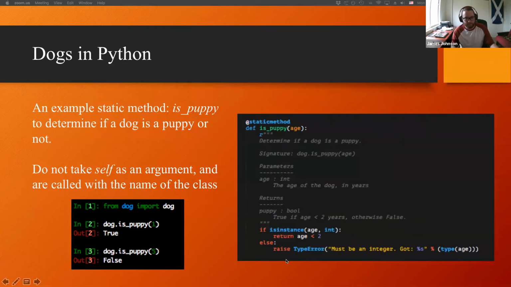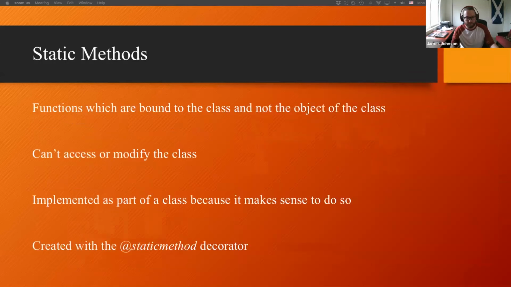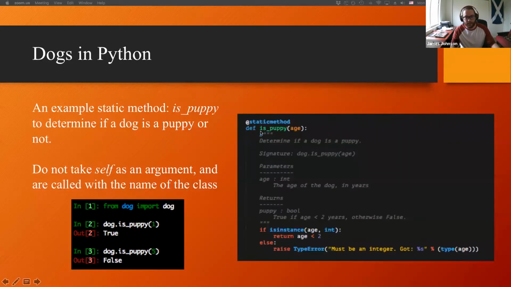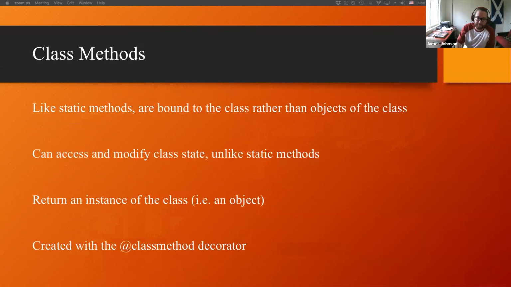Turning back to the definition for a second, they're implemented as part of a class because it makes sense to do so. So implementing the check for whether or not a dog is a puppy, that very obviously makes sense to do along with the dog class. When you're implementing the dog object, it makes sense to be a part of that implementation. So that's an example of a static method. There is one more special type of function, which is called a class method.